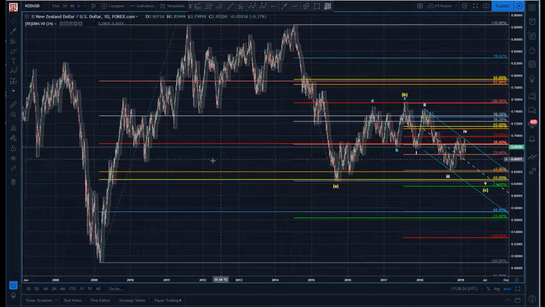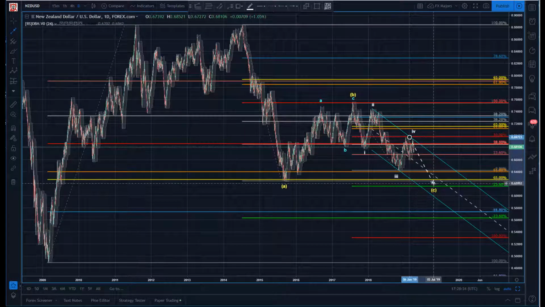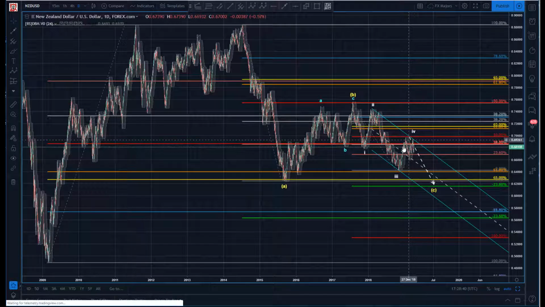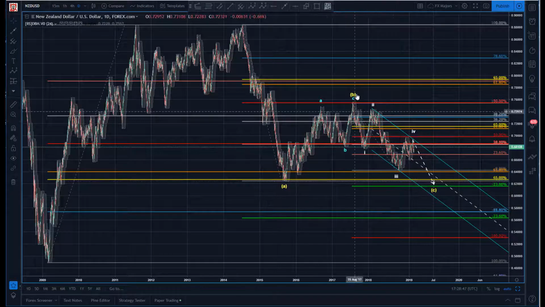So looking at what we've just done, here's the New Zealand to the dollar. On a daily, it looks to me like we're just still working on the 4. And the bias would be lower, not higher. So all we're doing is just completing something here at this degree. So this diagonal, there's no reason to assume that it's going to fail until I see it fail. Right now, there's a count. So I'm looking for short plays here.